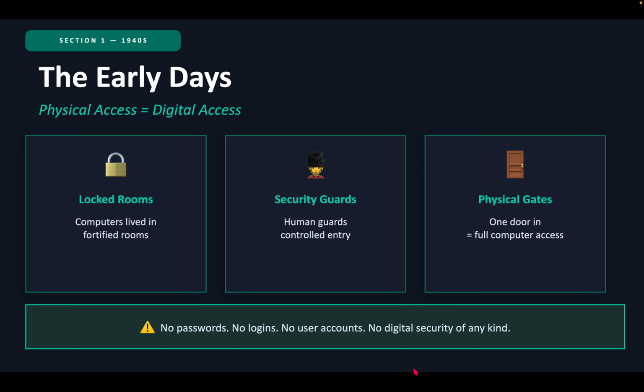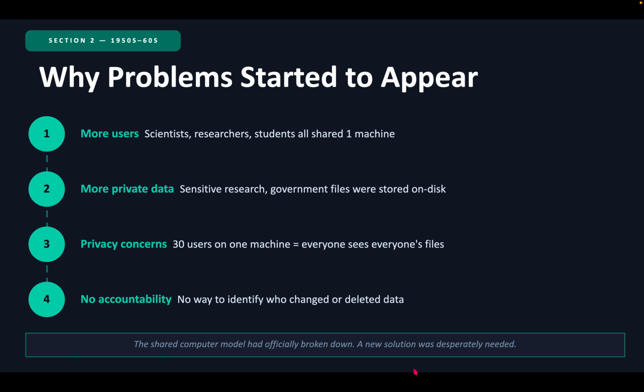Now, why did problems start to appear? At first, it wasn't an issue. Only a few scientists and researchers used the machines. But as the 1950s and 1960s arrived, things changed. More people needed access to the same computer, and more private data and files started being stored on the same computer as well. And suddenly privacy was a major concern.